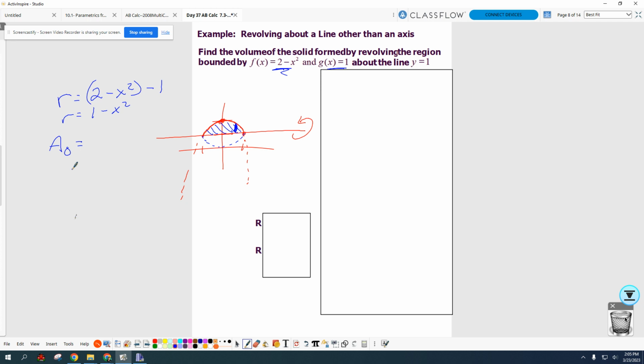I've had other students say, can't I just shift this down 1 and then use that as the radius? And I say, okay, sure, go ahead. Shift it down 1, so then I get 1 minus x squared. Oh, it's the same thing. Yes. If you want to move this whole rotisserie down, you have to take 1 away from that guy. Okay, knock yourself out. Whatever works.